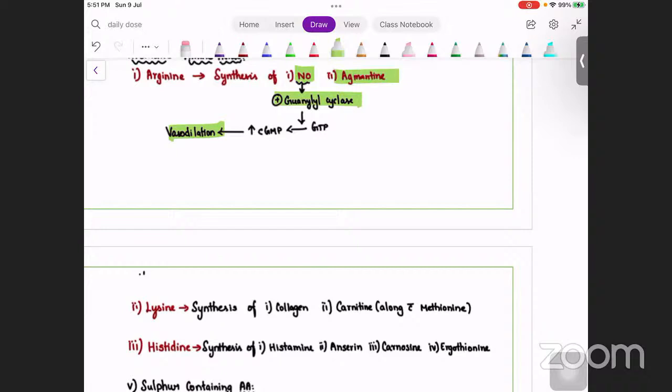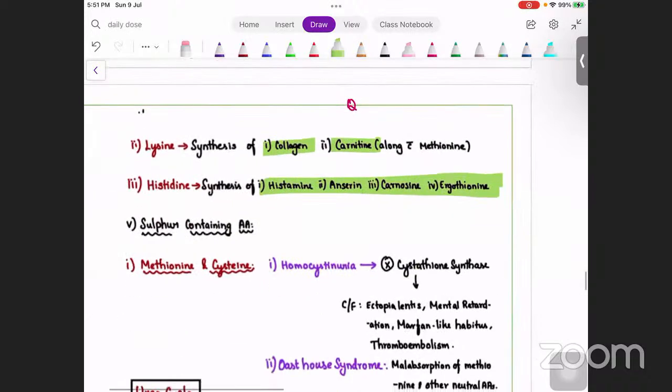Apart from that, lysine: synthesis of collagen and carnitine along with methionine. Another important MCQ. Histidine: synthesis of histamine, anserine, carnosine, and ergothioneine. Histamine, anserine, carnosine, and ergothioneine come from histidine.